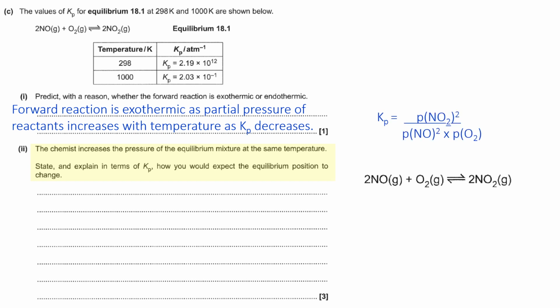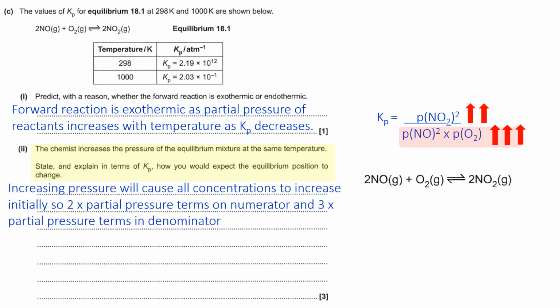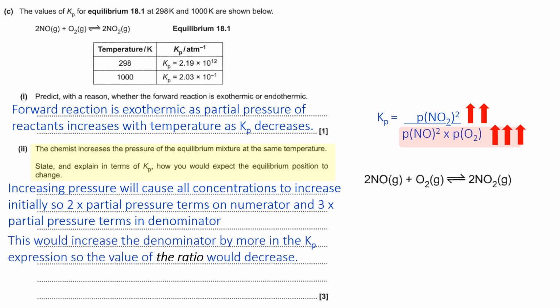So let's take our Kp expression and think about what happens when you increase pressure. Because all of the species are gases, that must mean that all concentrations will go up initially. So that's two partial pressure terms increasing in the numerator, and there are three partial pressure terms increasing in the denominator. So the denominator goes up by more than the numerator. So the value of the ratio would decrease because the denominator now represents a bigger number.